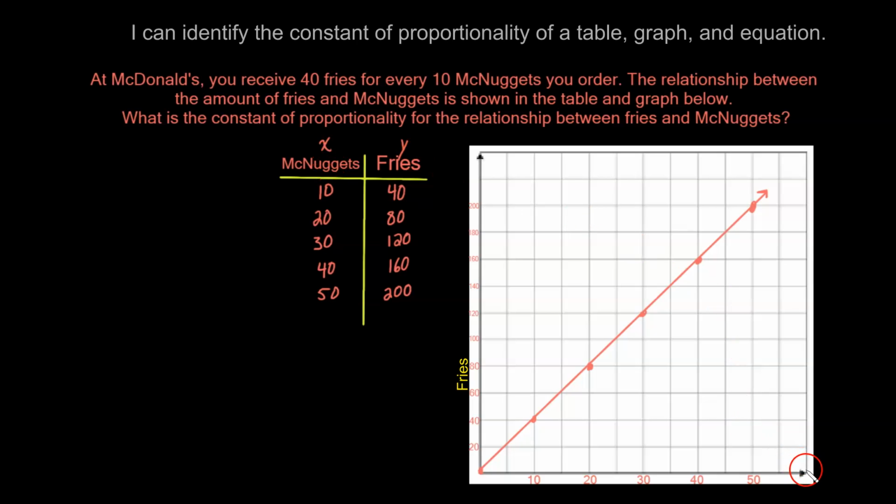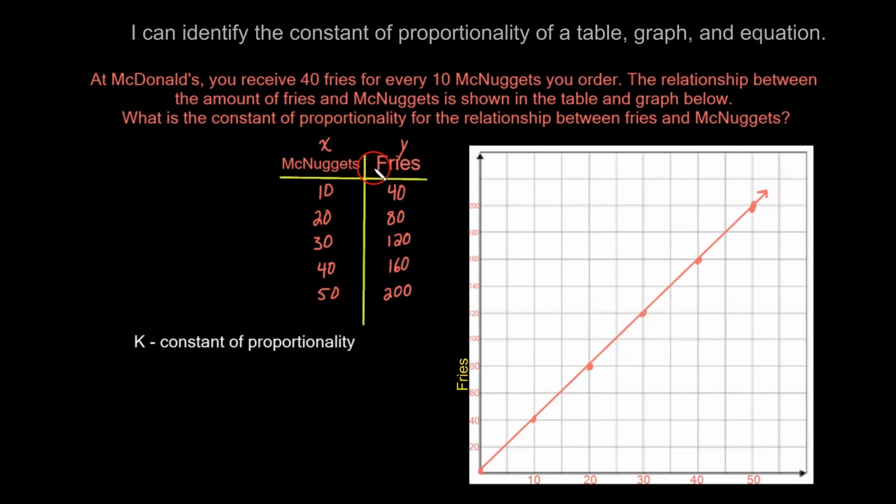So this is our X-axis and this is our Y-axis. So this is the amount of fries, as we can see, and this is the amount of McNuggets, as we can see. So we have worked with unit rate in the past, and constant of proportionality and unit rate are very similar. Now we're just giving it a name. So now we're giving it the name constant of proportionality. And the constant of proportionality is often notated with a K. So the K represents our constant of proportionality.